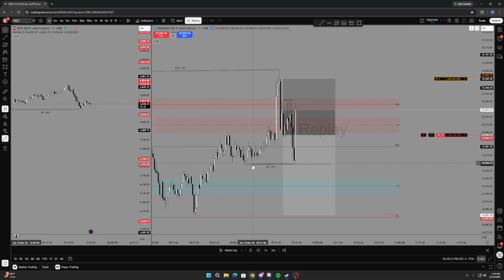And on top of that, we put a relative equal low right here. So these aren't really SMTs that I'll take into account, being that NQ got super close to taking out this internal draw. So we'll play this out.